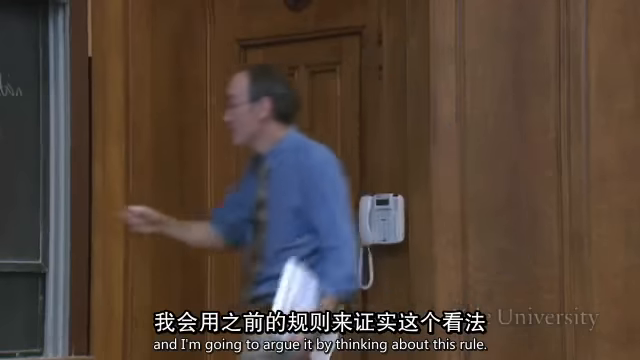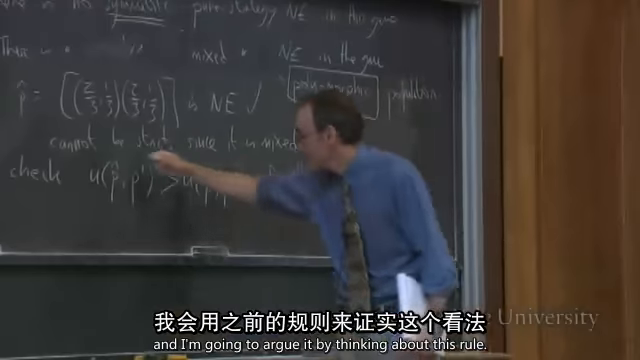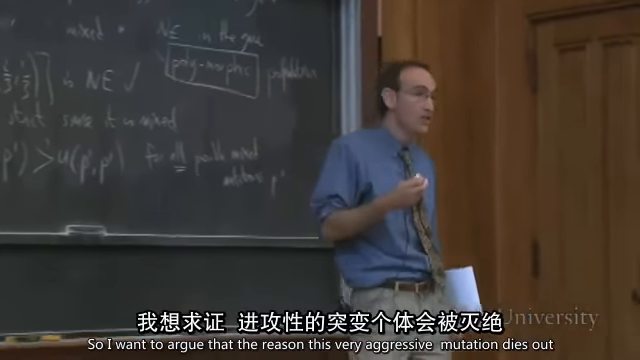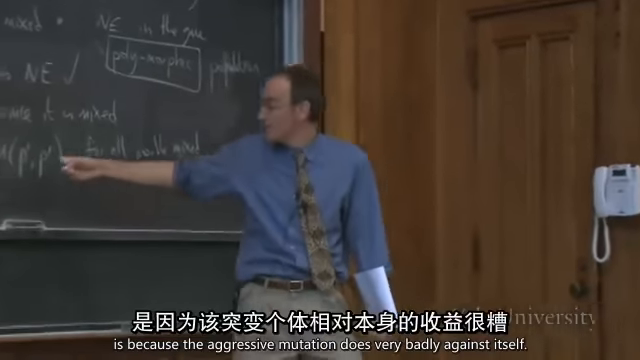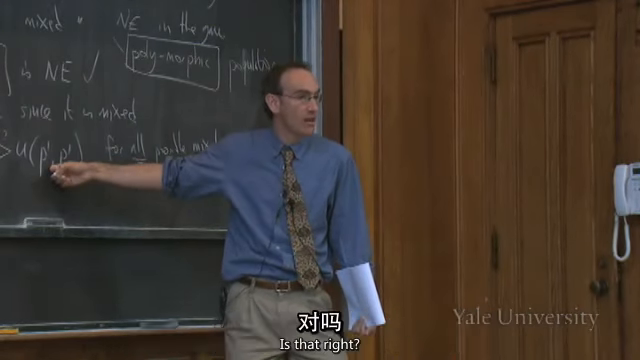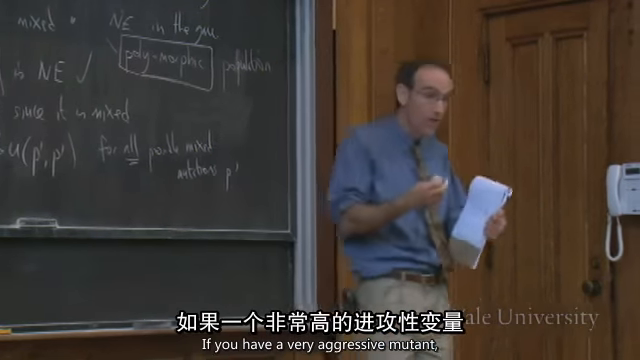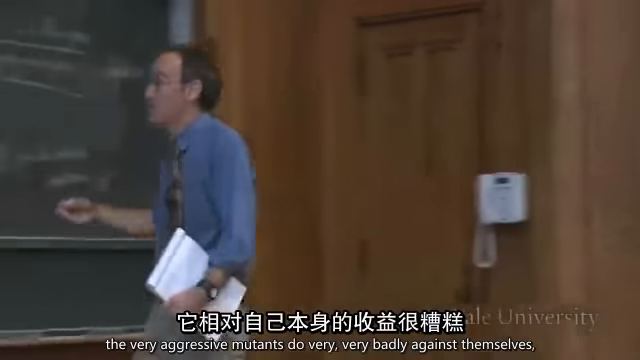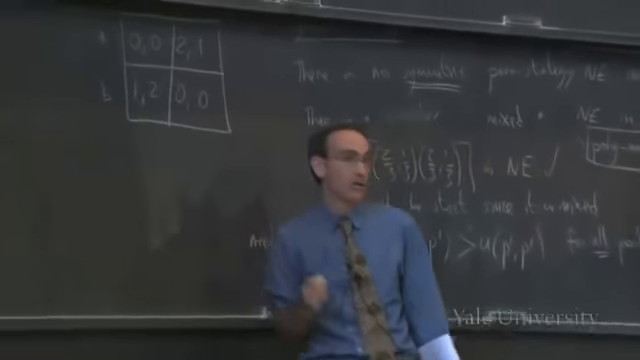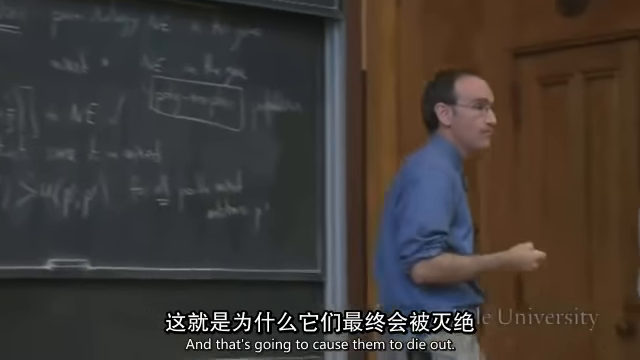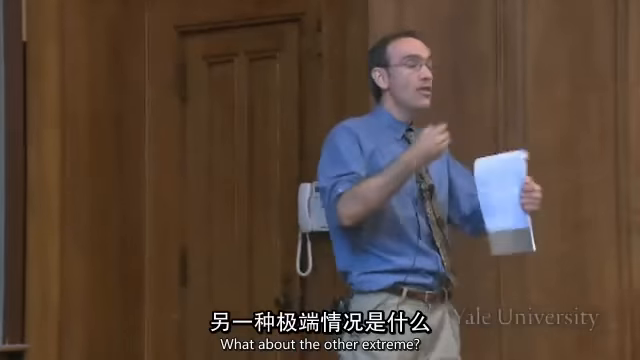And I'm going to argue it by thinking about this rule. So I want to argue that the reason this very aggressive mutation dies out is because the aggressive mutation does very badly against itself. Is that right? If you have a very aggressive mutant, the very aggressive mutants do very, very badly against themselves. They get 0. And that's going to cause them to die out. What about the other extreme?